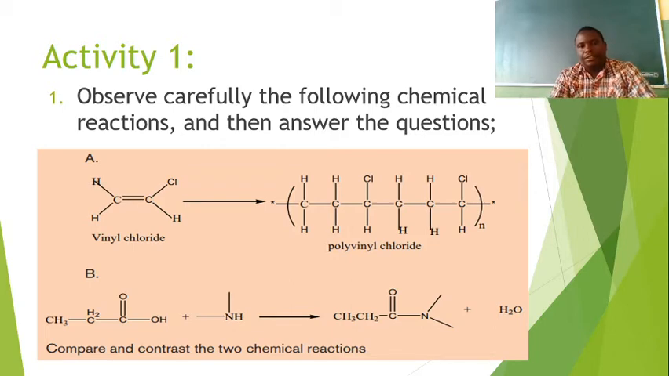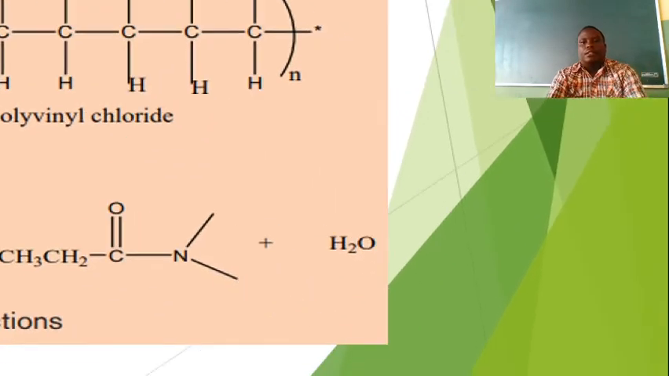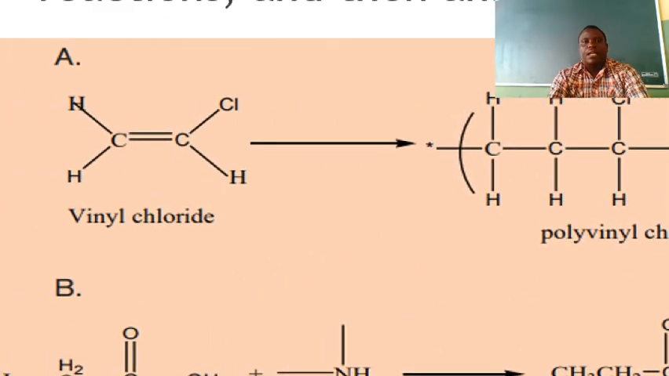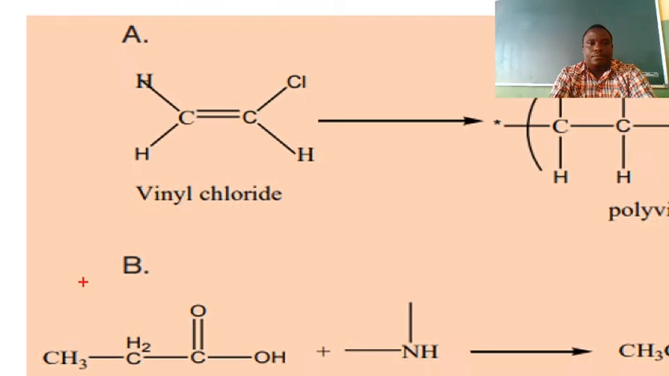As you can see on reaction A, this is reaction A. In the reactant, you can see that you have vinyl chloride. You remember that it is a monomer. This is vinyl chloride. I hope you can see it.